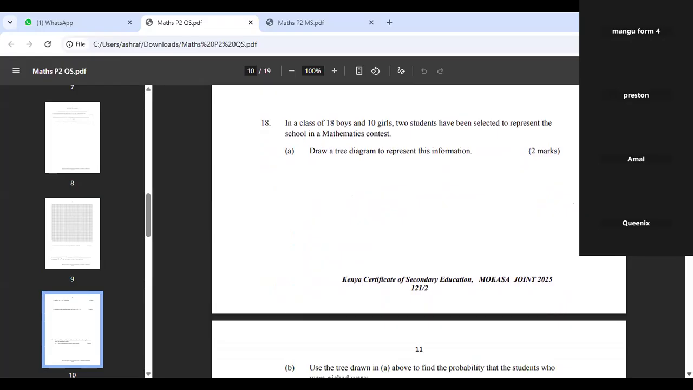So we are given in a class, there are 18 boys and 10 girls. Then 2 students have been selected to represent the school in a mathematics contest. Draw a tree diagram to represent this information. You can try it out, draw the tree diagram. 18 boys and 10 girls. Yes, James, your hand is up.